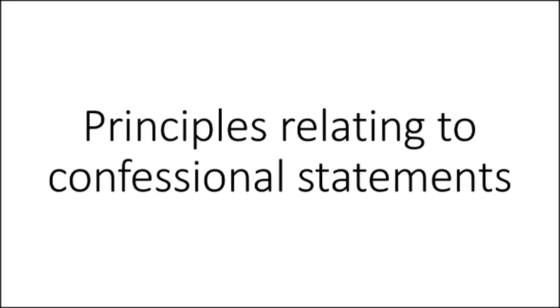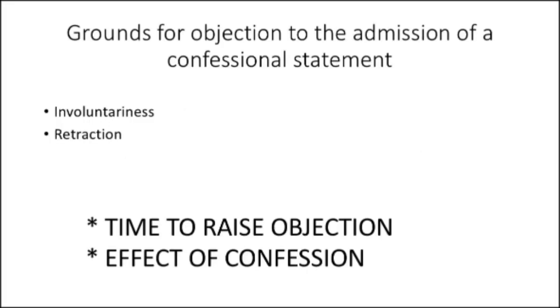So suspect A cannot go and make a confessional statement and rope suspect B inside, and you think that that confessional statement should be used to convict suspect B. But it can be a confessional statement of suspect B if suspect B adopts suspect A's confessional statement in both words and conduct. Now look at grounds for objection. What would happen if you wanted to object to the admission of a confessional statement? On what grounds can you object to the admission of a confessional statement? You can object in the circumstance of involuntariness or in the circumstance of retraction.